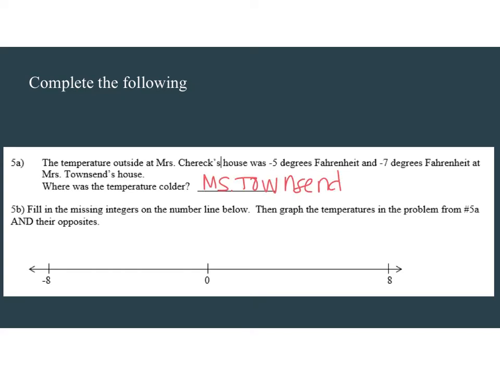And then the next one, we are filling in the missing integers on the number line, and then we're going to graph the temperatures from the problem above. So I'm going to go ahead and fill the numbers in, and then we'll graph them together. Okay, so first let's graph negative 5, which is here, and then the next one is negative 7, which is here.